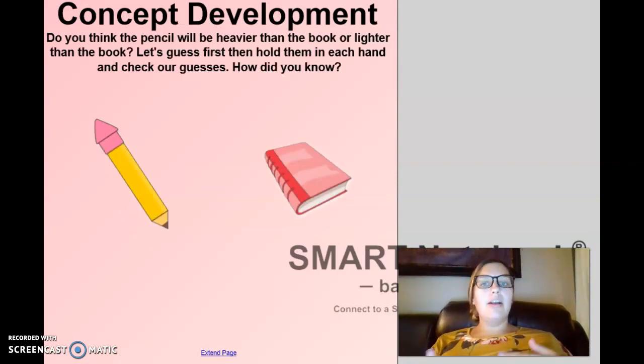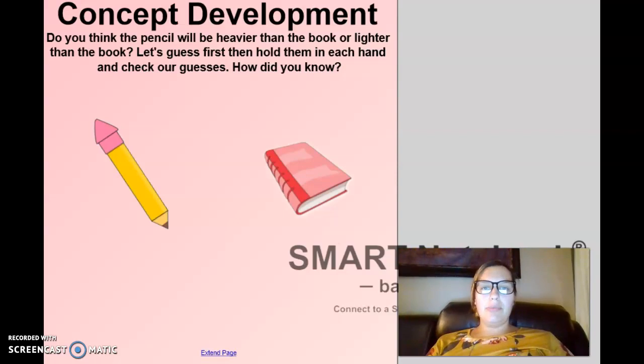Now let's compare the book to a pencil. We all know what a pencil feels like, right? Yeah. So we use a pencil to write with. If you don't know what a pencil feels like, think of a pen or a marker or a crayon, something really kind of light.